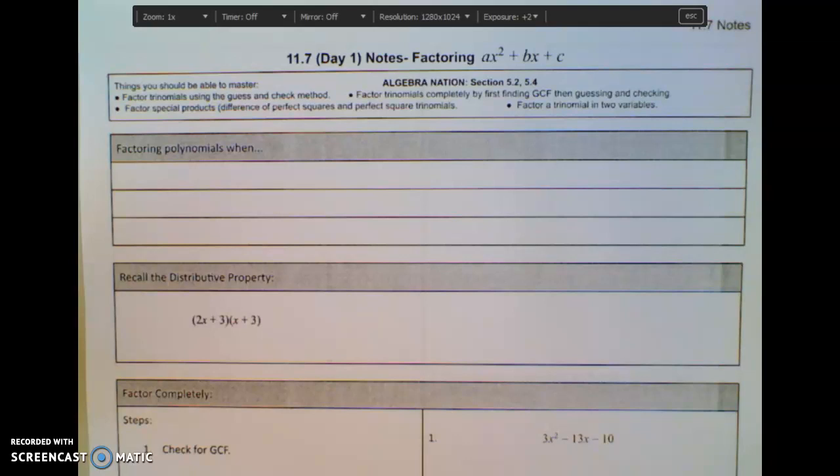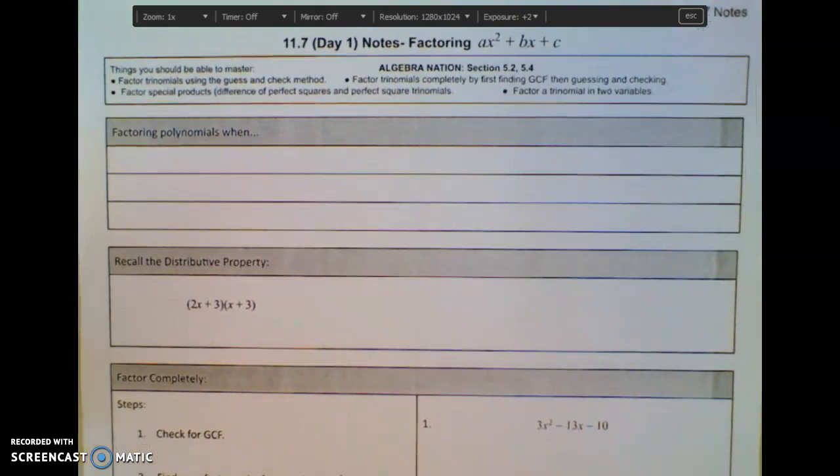All right, this is 11-7 day 1. I'm going to go ahead and encourage you to have a pencil ready because we'll be doing some erasing today.